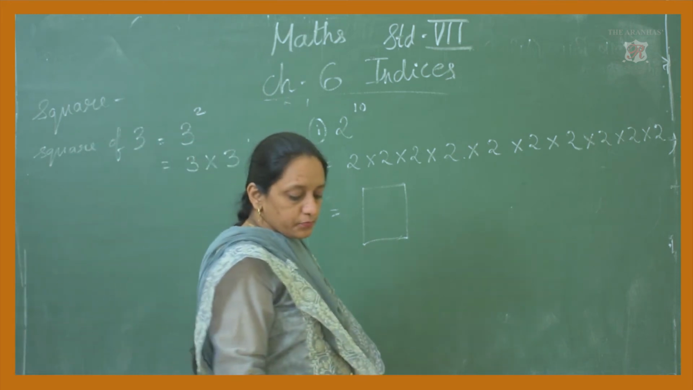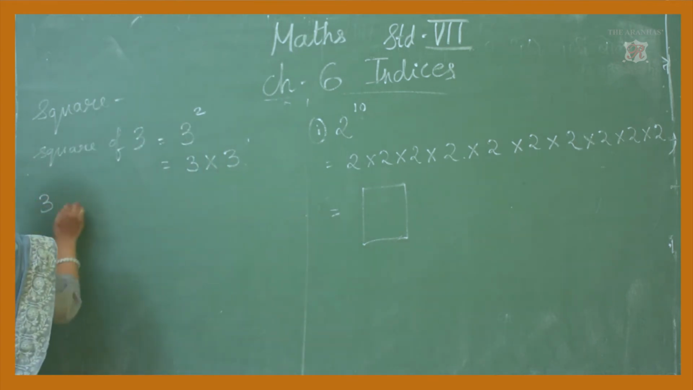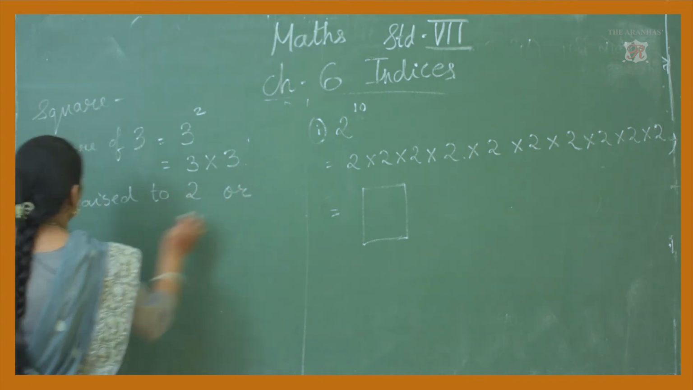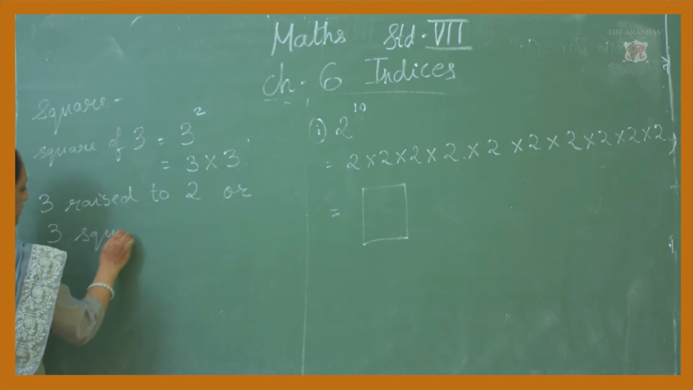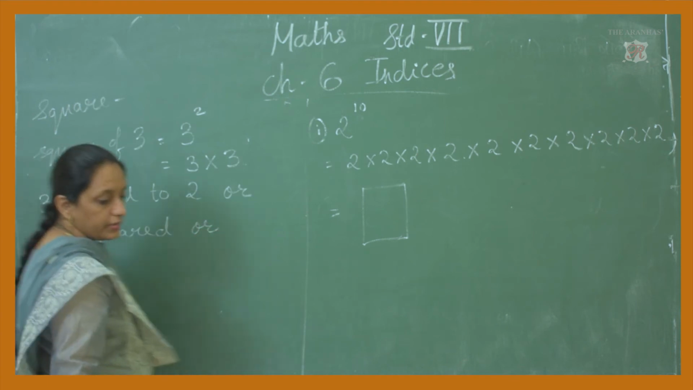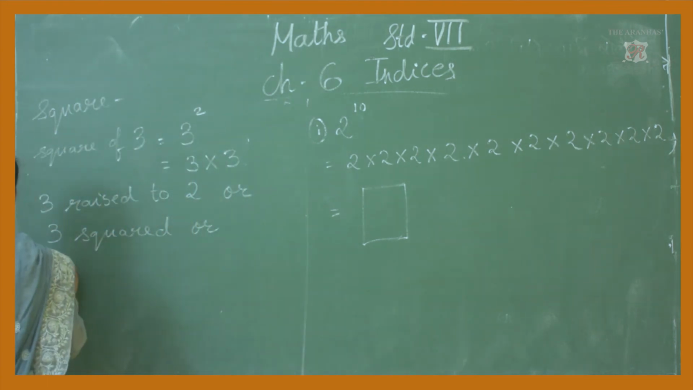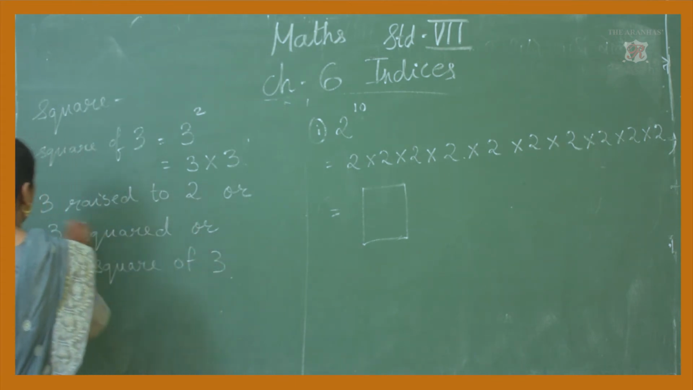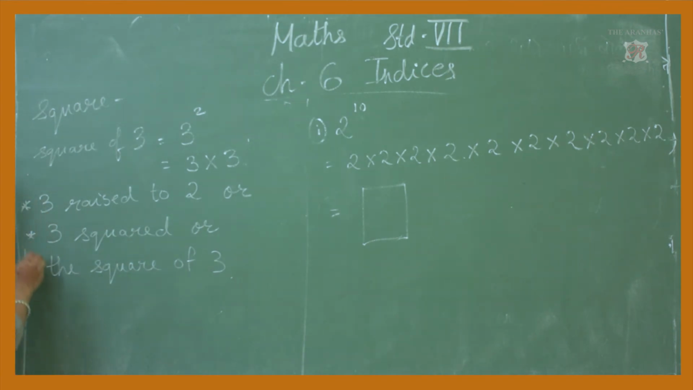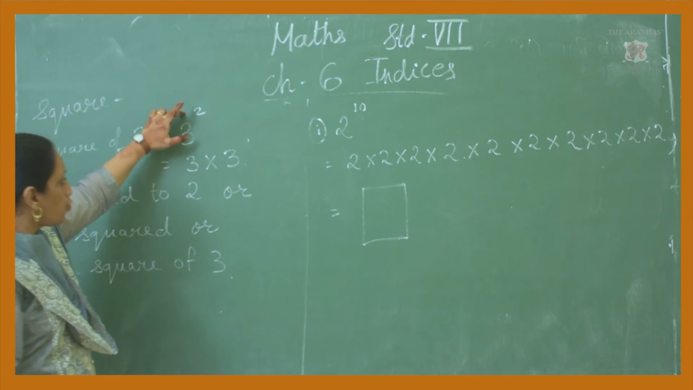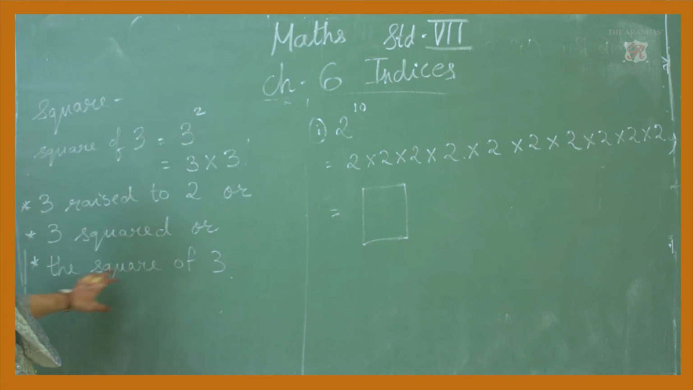How will you read this? You will read this as 3 raised to 2, or you can read it as 3 squared, or you can read it as the square of 3. These are the 3 ways they have given in the textbook to read the number 3 raised to 2. You can say 3 raised to 2, or 3 squared, or the square of 3.